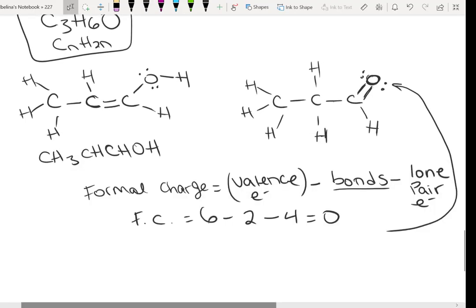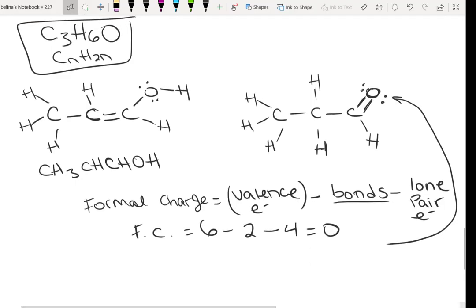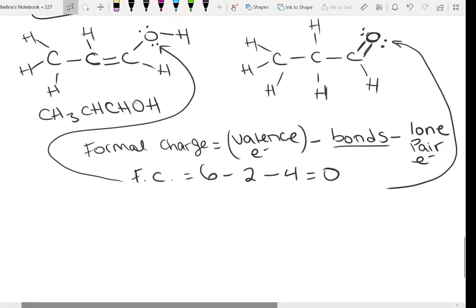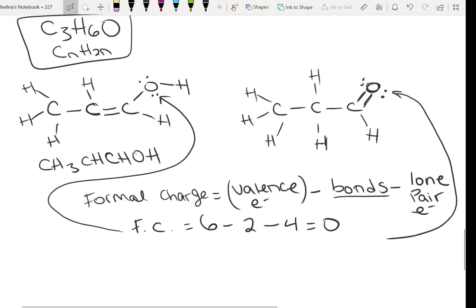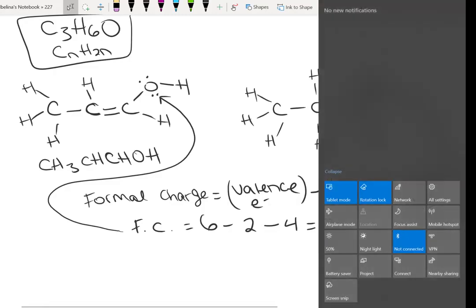Whoops. Okay. And so for this oxygen up here, it would be the exact same calculation. Okay, I apologize, I keep touching my keyboard here. Let me see if I can lock it. Maybe I can't. That's okay.